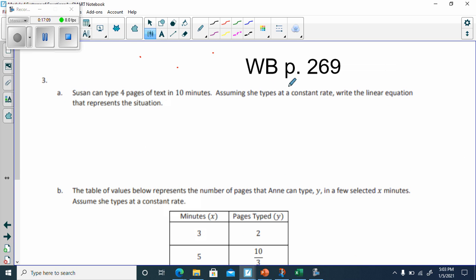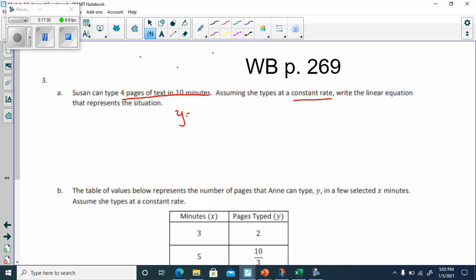Now let's look at number 3. It's on workbook page 269. Susan can type 4 pages of text in 10 minutes. Assume she types at a constant rate. That constant rate thing tells us this is a linear equation. Write the linear equation that represents the situation. We're going to model the situation with the linear equation.